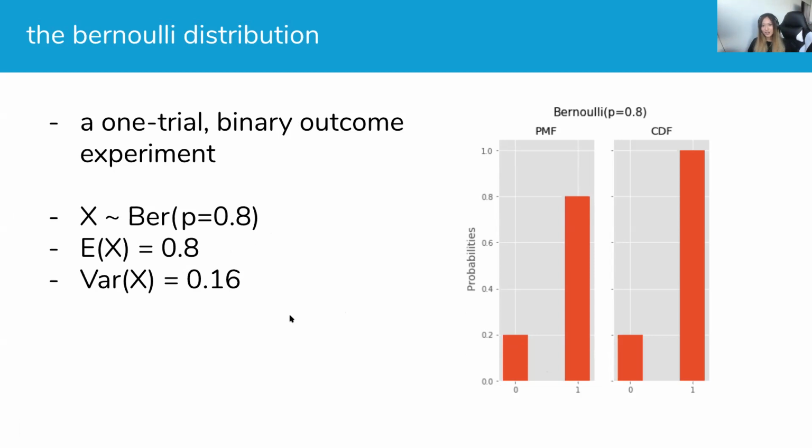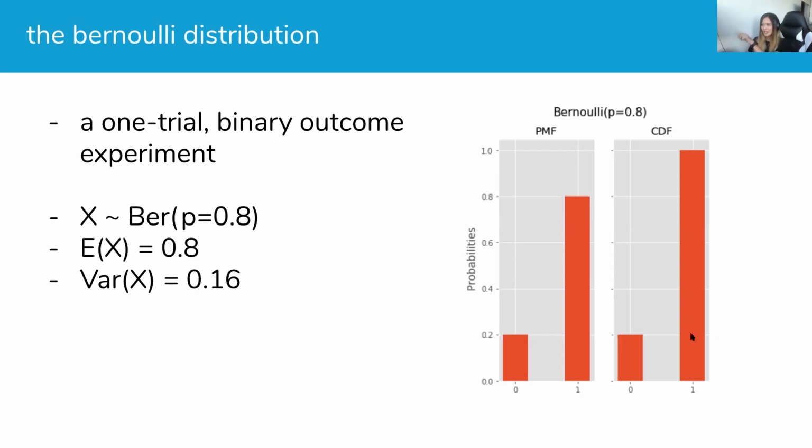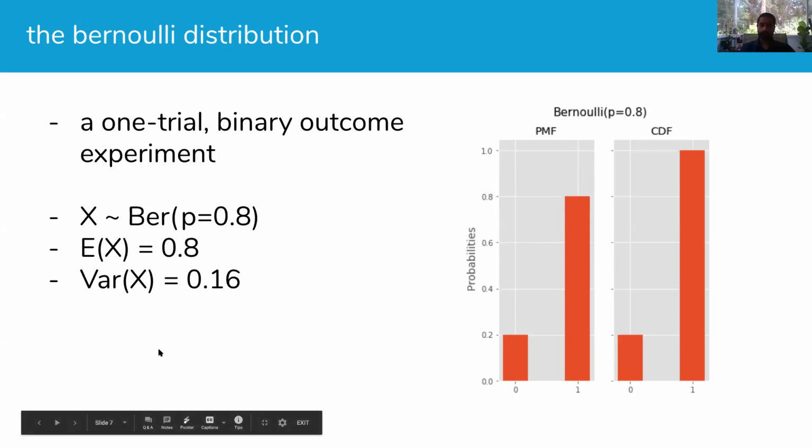Bernoulli distributions are, I would say, the distribution with the least number of things that you're concerned about, because it's literally a binary outcome, one trial. So just to see here, these are the PMF and the CDF of the distribution.